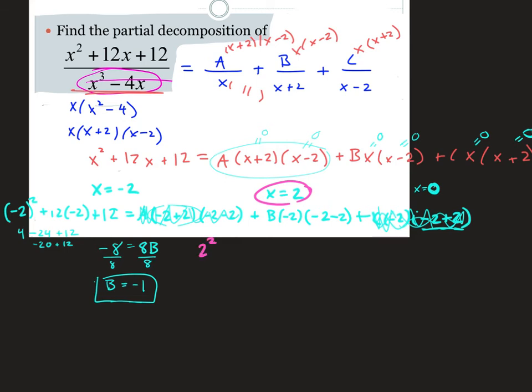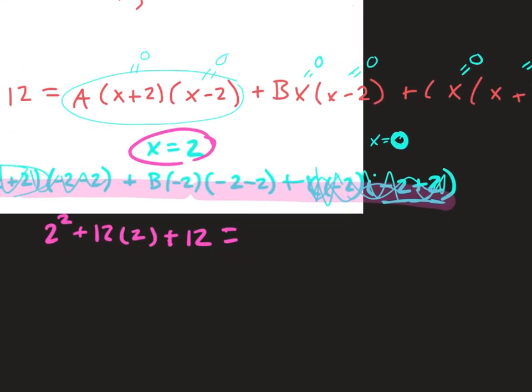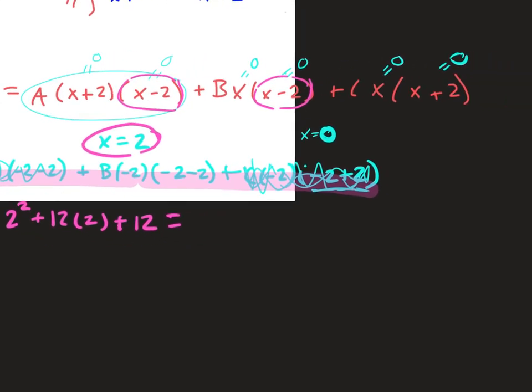So we have 2 squared plus 12 times 2 plus 12 is equal to... Instead of plugging it in and writing it all out like we did here, if you want to just see that when we plug in 2 here, we're going to get 0, so our a cancels out. We don't even have to rewrite it. Also, if we plug in 2 here, we get 0, so our b cancels out, so we don't even have to write it. So then we're just left with c times 2 times 2 plus 2.